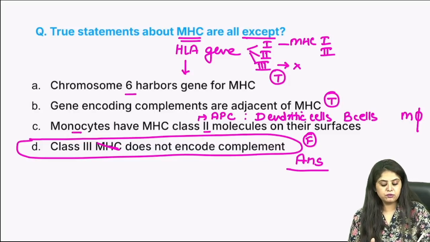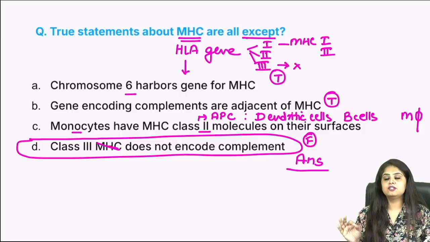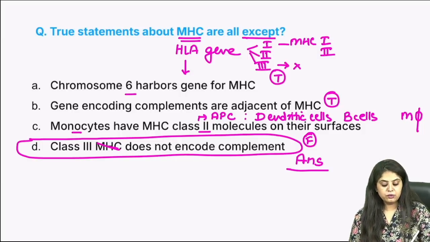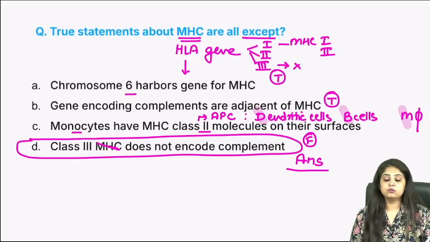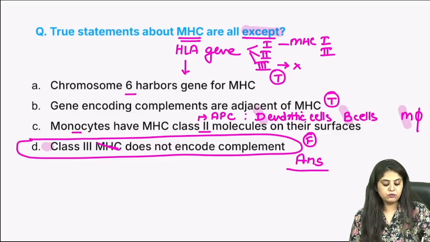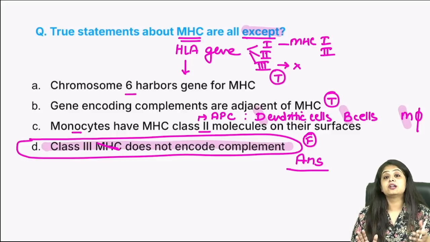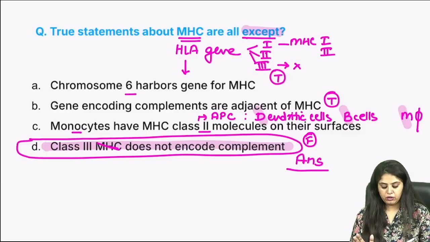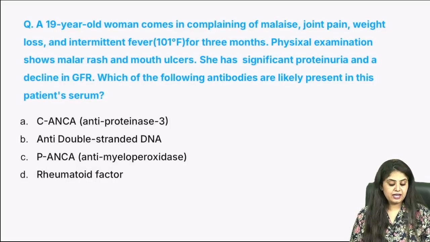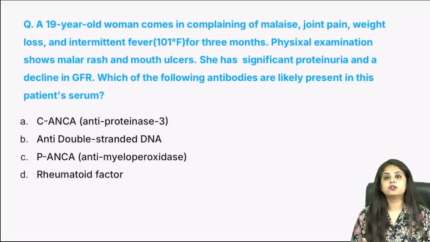So does monocyte also have MHC2? Yes, all antigen presenting cells have MHC2. So it is DBM that have MHC2. So now the only incorrect statement is over here because class 3 MHC does not exist. Now finally moving on to the next set of questions that we have over here is regarding our antibodies. We have to do a revision of antibodies before the exam.